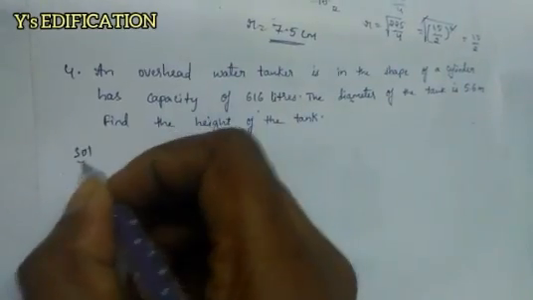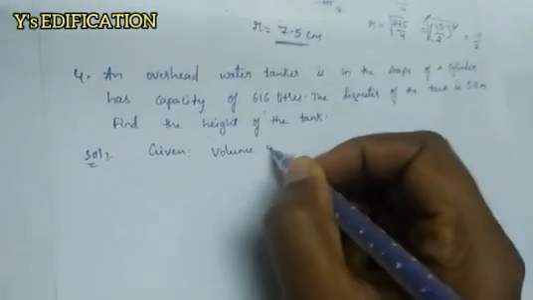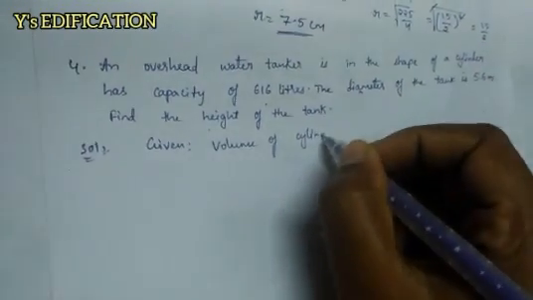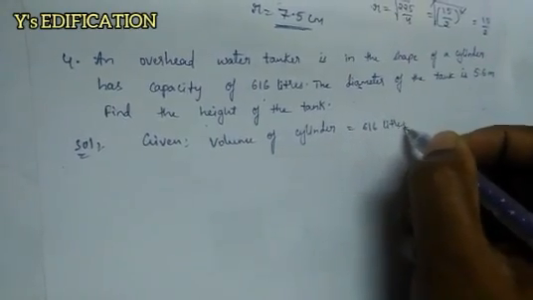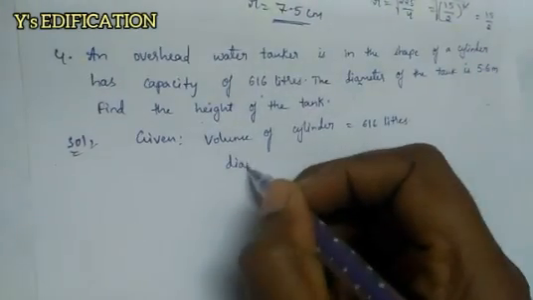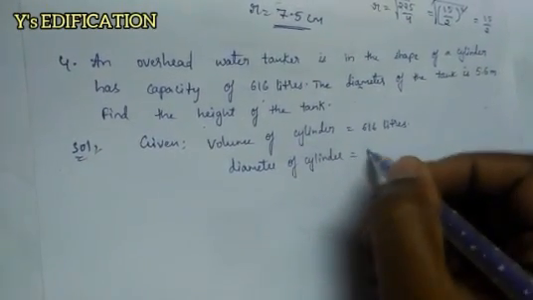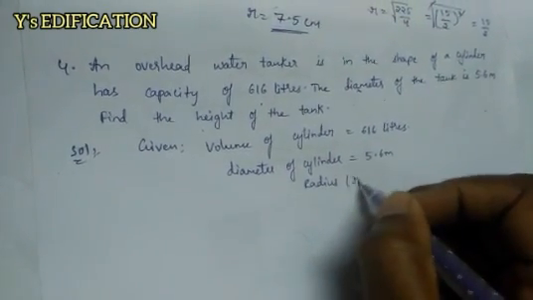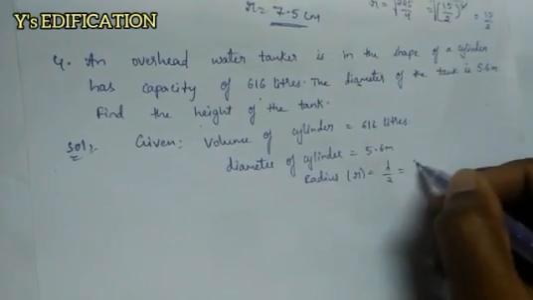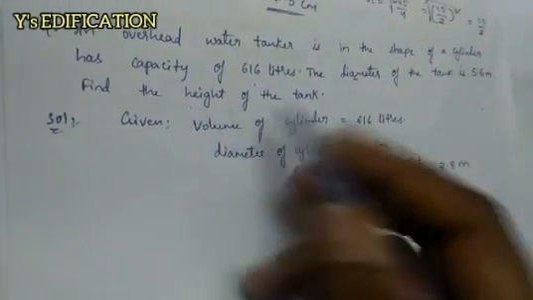Okay. So write down the given data. Given, what is given here? Volume of cylinder. Volume of a cylinder is equal to 616 liters. Okay. Next, diameter of cylinder. Diameter of a cylinder is equal to 5.6 meters. But we want radius. Radius r is equal to d by 2. D by 2 means 5.6 by 2, that is 2.8 meters. Okay. We have to find the height of the tank.